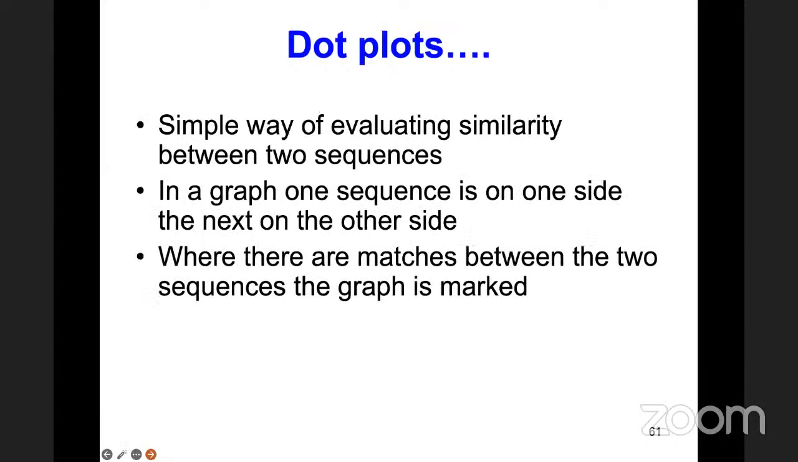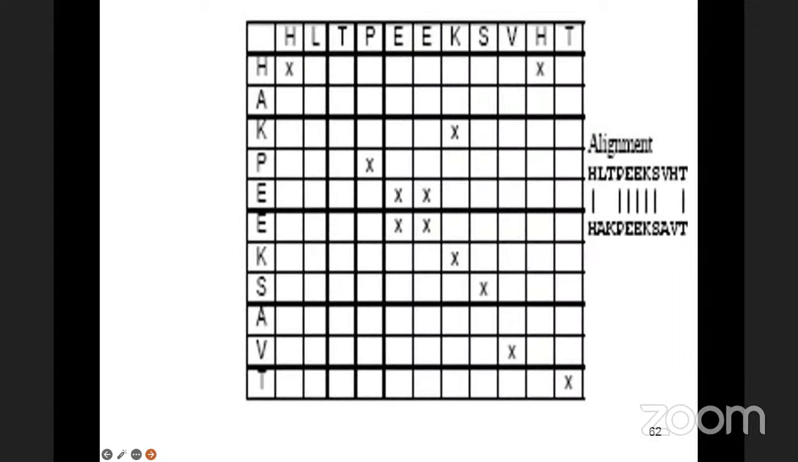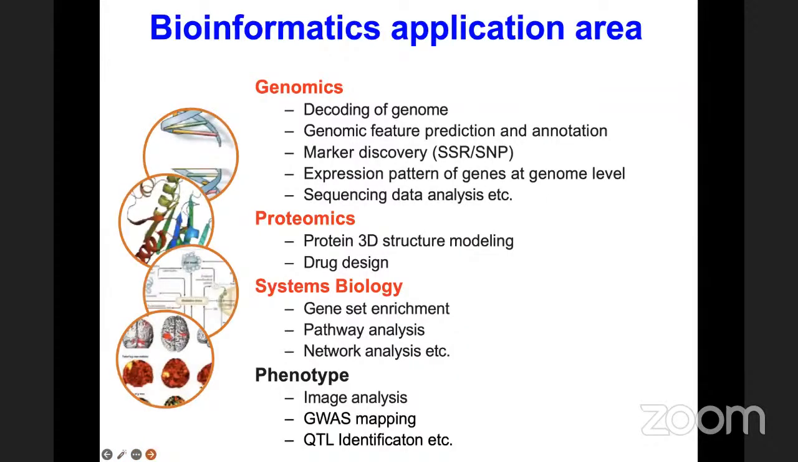Initially, people used dot plots to align two sequences with each other. As an example, we have sequence one and sequence two. If H and H are common, you put an X, you got the match. Here you don't get a match, like A and L. Similarly for K and T, no match. But for P and P, you get a match. So this is the dot plot, but now we have a new algorithm called the Basic Local Alignment Search Tool, which people are widely using these days and it's very common.